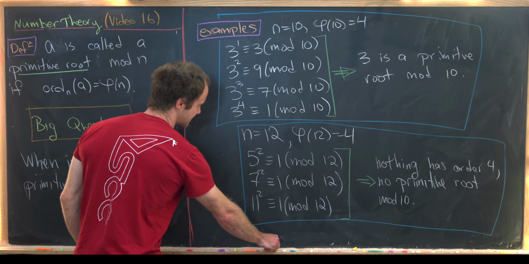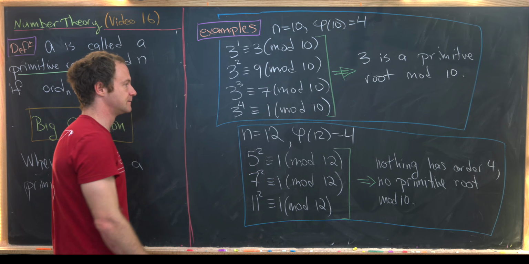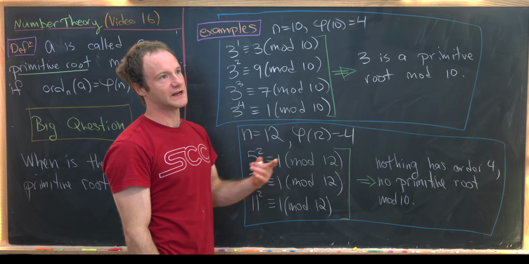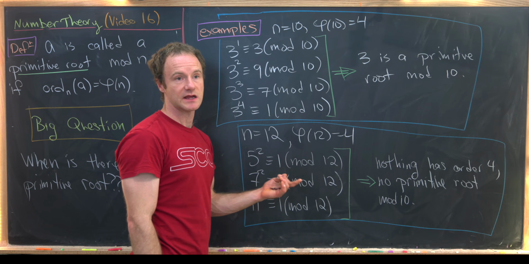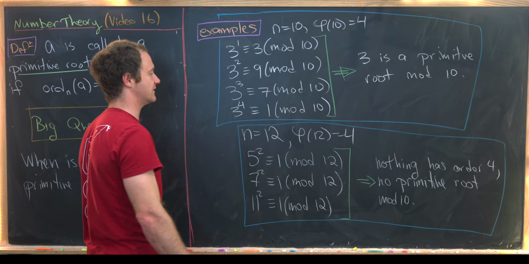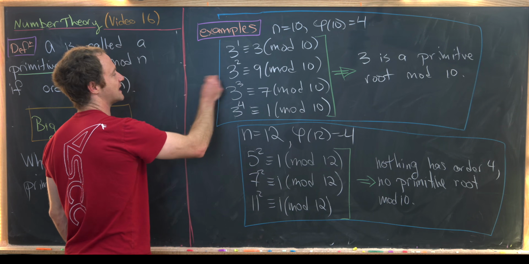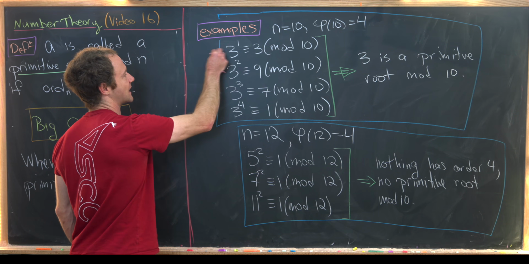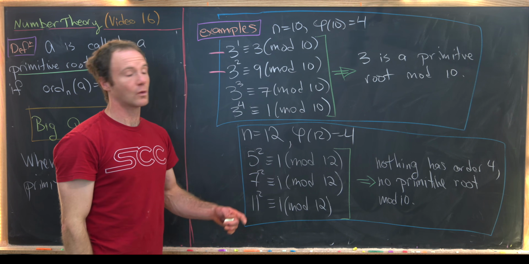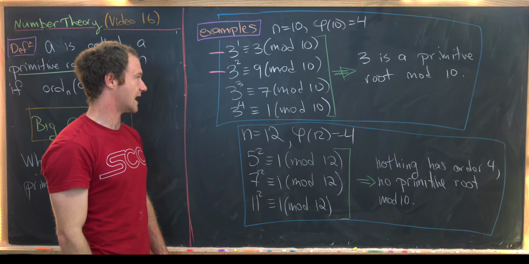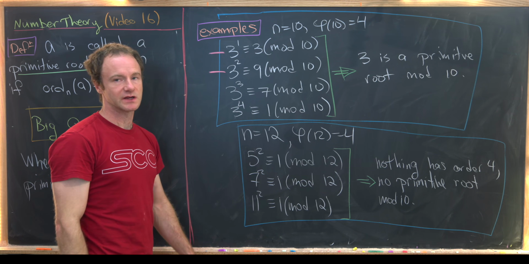Now we could have done this a little bit more efficiently. Notice we know that the order of an integer modulo n always divides phi of n. So we really just needed to look at the divisors of 4. We only had to check that 3 squared and 3 to the first were not equal to 1 mod 10. We didn't have to look at this 3 cubed.